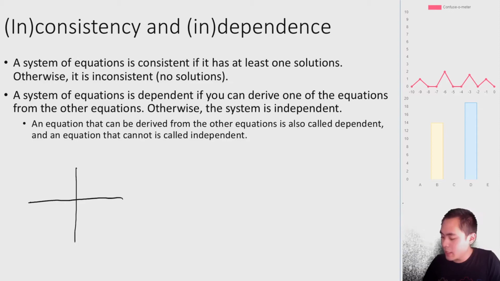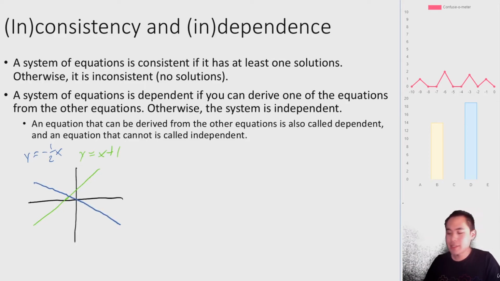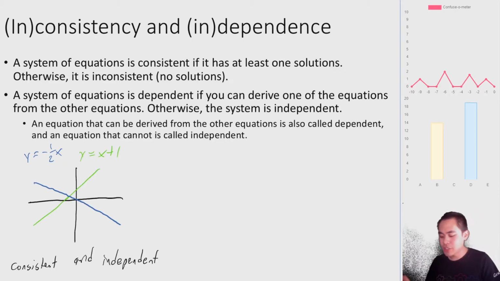So let's say we had y is equal to minus 1/2 x, and we had y is equal to x plus 1. So x plus 1 is this line here, and minus 1/2 x is this line here. So this has one solution, and it is consistent because it has at least one solution, and it's independent, because you can't get one of your equations from the earlier one by just multiplying or adding.